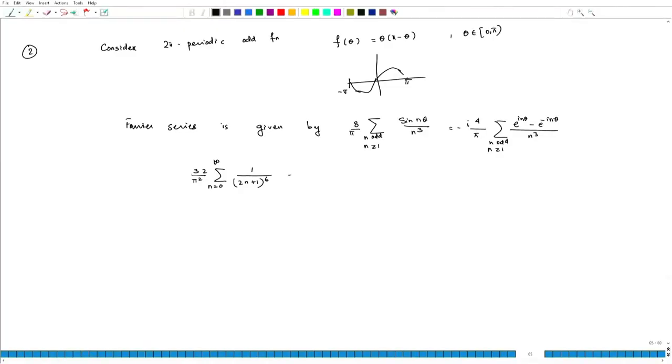So this should be equal to 1 by 2 pi minus 0 to pi theta square into (pi minus theta) square d theta. This computation would be easy and you will find that this is going to be pi to the power 4 divided by 30. So therefore, this will imply summation over n equal to 0 to infinity 1 by (2n plus 1) to the power 6 is equal to pi to the power 6 by 960.